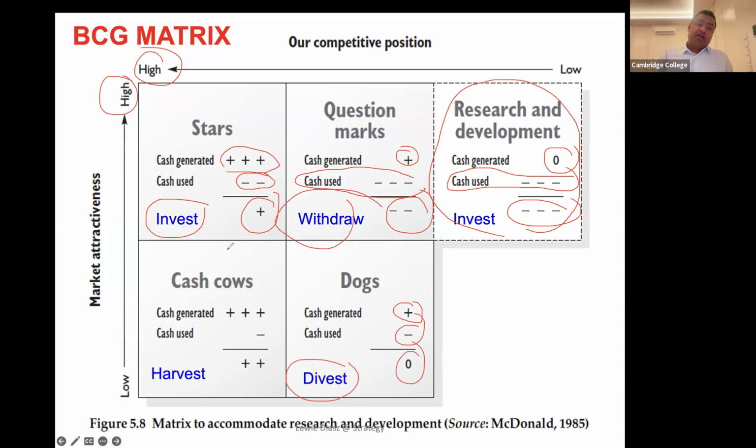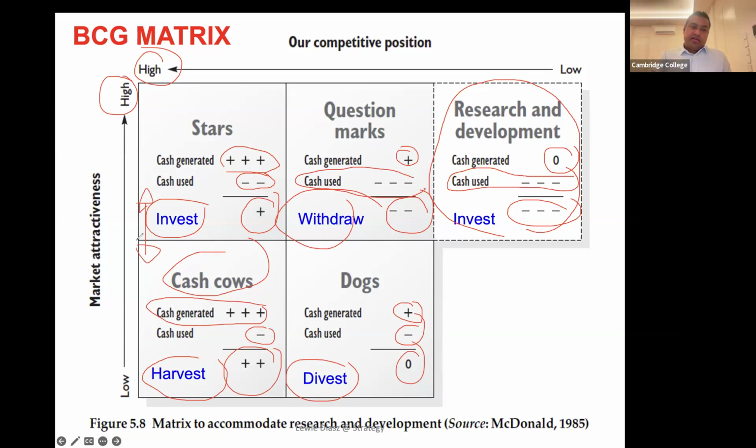The most profitable are the cash cows. That's why they're called cash cows. You can milk them. The cash generated is very high and the cash used is very low. And you have to harvest this or milk it. So the profitability is greater in a cash cow. Therefore, according to BCG, you need to have a good combination of these.